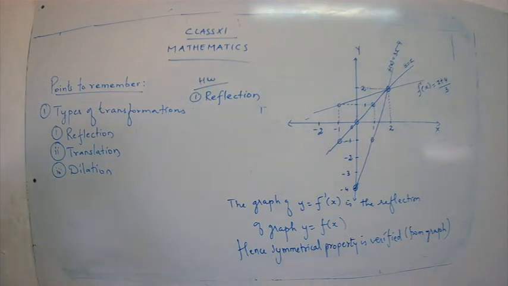From reflection, first of all, you are going to write the definition of reflection. What is the definition of reflection? The reflection of the graph of a function with respect to a line L is the graph that is symmetric to it with respect to L.